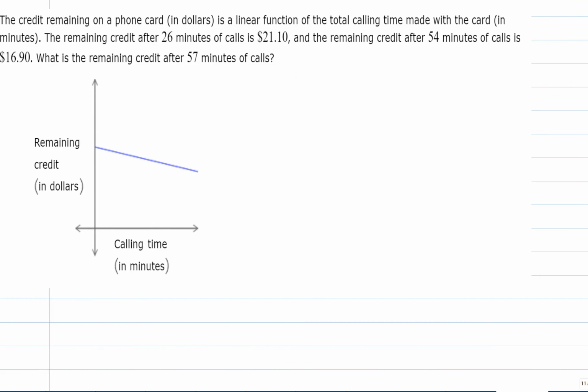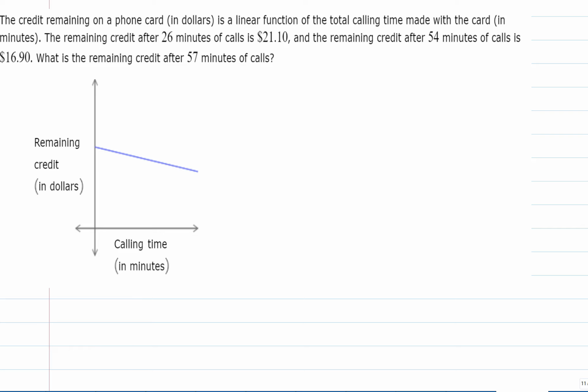Oh, I have this. Oh, this is the one we did yesterday. It is this one. They give you this nice picture. They gave you 26 minutes, credit is 2110, 54 minutes is 6090. What's the credit after 57 minutes of calls?